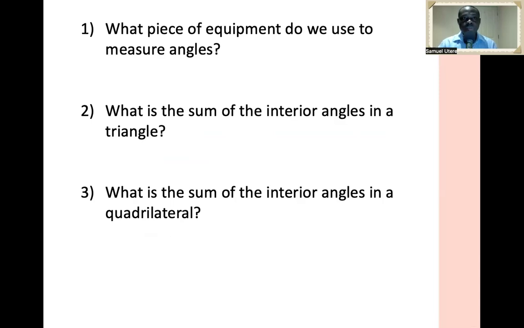Assuming you've paused the video and you've answered the questions, here are the answers. Let's discuss them. The first one, you were asked, what piece of equipment do we use to measure angles? It's a protractor. What is the sum of interior angles in a triangle? It is 180 degrees. What is the sum of the interior angles in a quadrilateral? It is 360 degrees. Quadrilaterals have 4 sides. I hope you remember that.